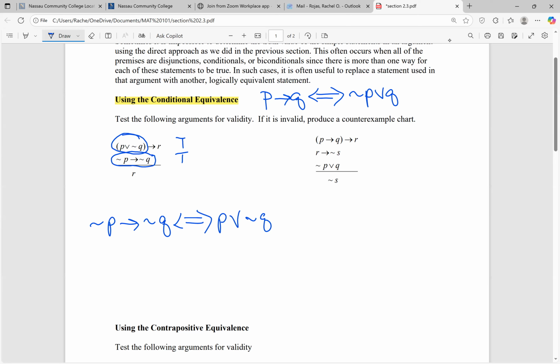And what do we know about not P implies not Q? Well, it's true, we're assuming it's true. Therefore, P or not Q is also true. And in order for this premise to be true, because it's part of a conditional, the right-hand side R has to be true. Otherwise, we would have true implies false, and it would be a false premise. So R is forced to be true. And my conclusion is R, which is true also. If R is true, then R, the conclusion, is also true. So we just showed that this argument is valid using the conditional equivalence.